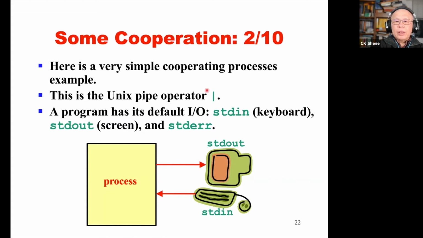Now, let's look at this operator, the vertical bar. You know it in C programming as the bitwise OR operator. Just like the ampersand operator, we are not going to use this vertical bar in C. Instead, we use it as a Unix command line operator. This operator is referred to as the pipe operator.